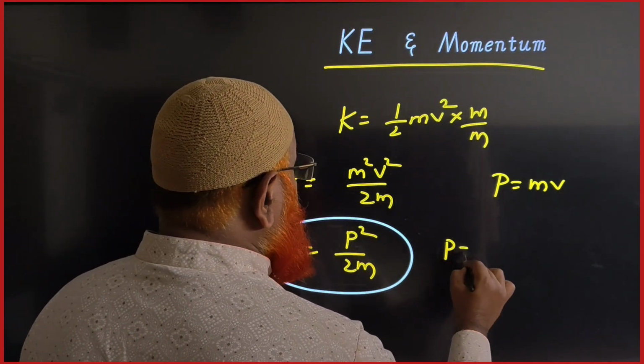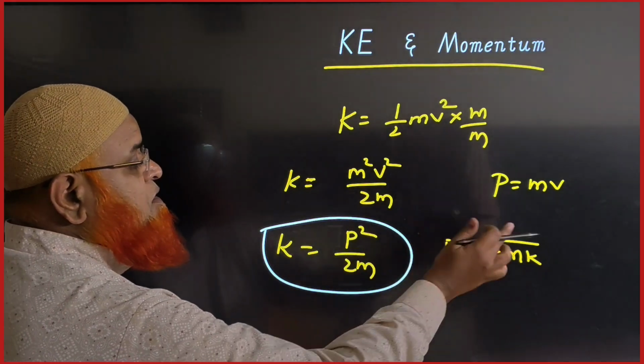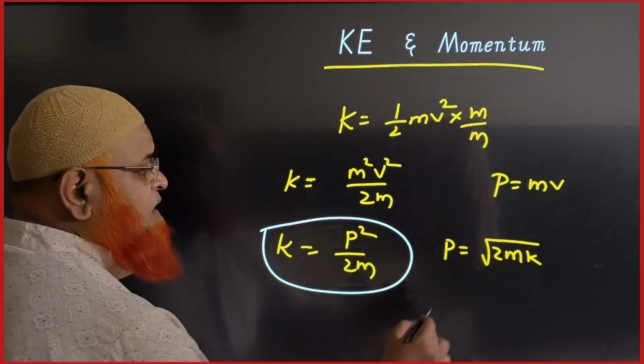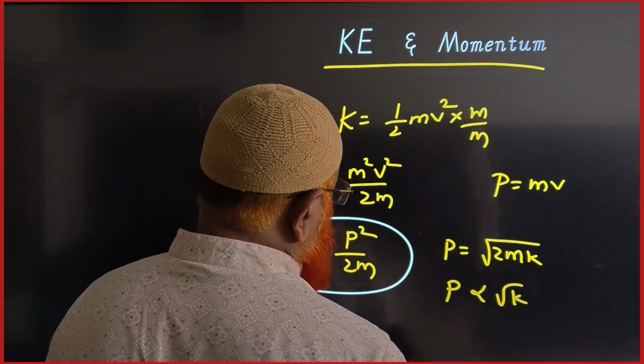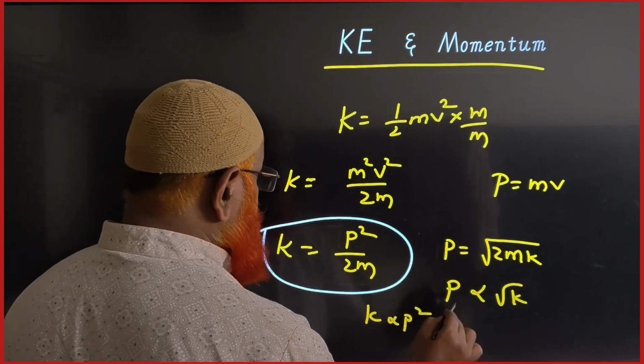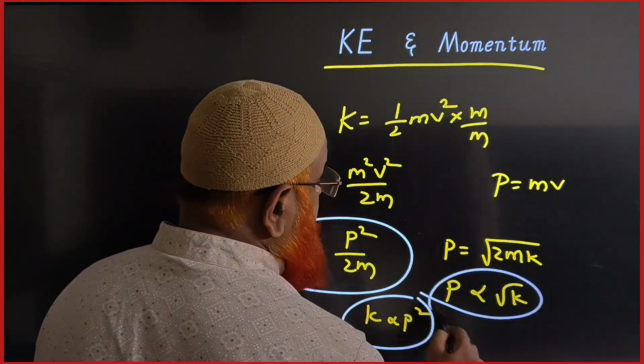अब इसको क्या लिख सकते हैं? We can write this as, 2m इस तरफ भेज दो, p equals square root of 2mK. Like this also we can write. Therefore, momentum is directly proportional to root K, okay, and K is directly proportional to p square. बहुत सारे problems आ रहे हैं. Many applications are coming on this relation.